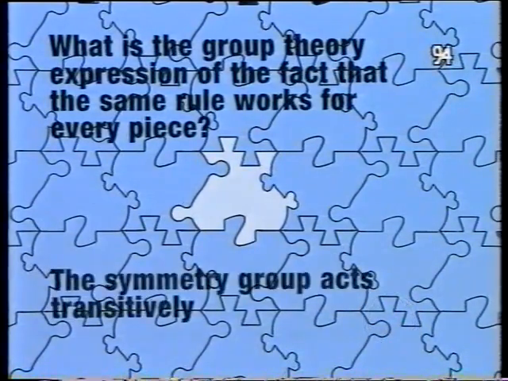Well, the answer is the symmetry group of the pattern acts transitively on these jigsaw pieces regarded as tiles in a tiling. There is always a symmetry which will map any chosen tile to any other tile. We call this a transitive tiling, as you've seen in the text of the unit.